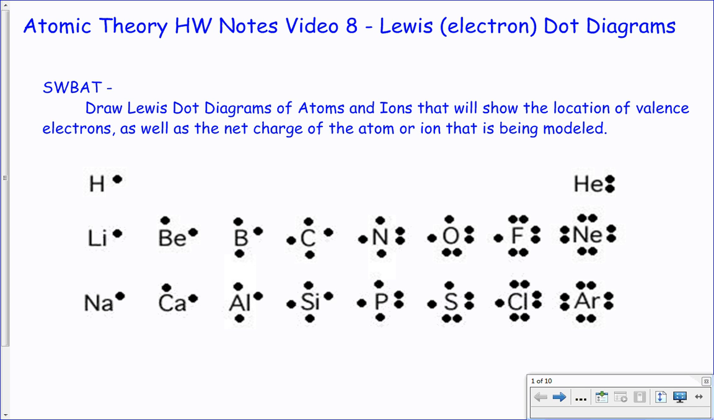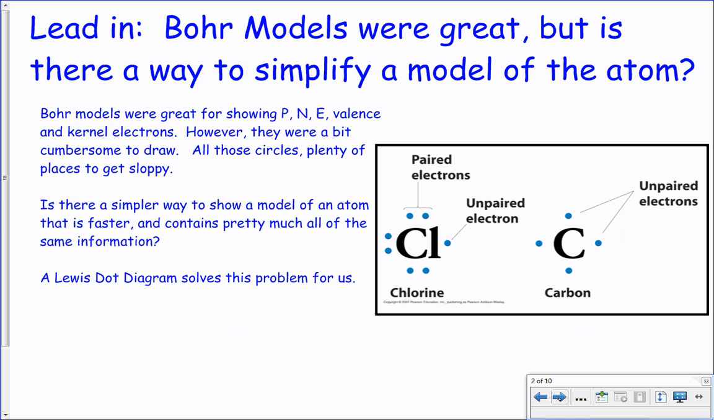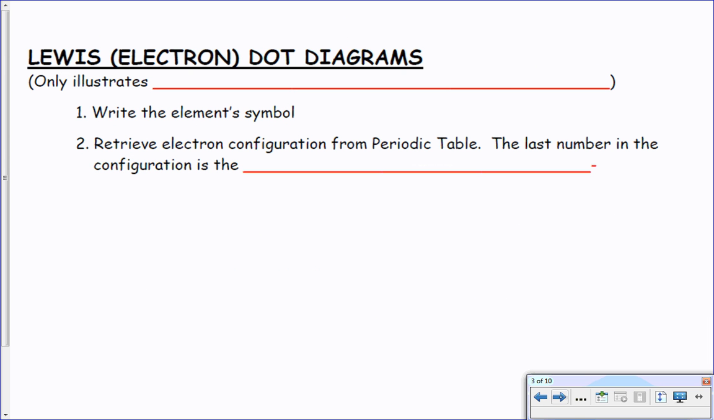There is another model. We will use a model that shows just the valence, or outermost, electrons. This is going to help us because when I deal with atoms, you'll find that most of their properties, reactivity, chemical properties, have to do with how many valence shell electrons we have. So we are going to do just the valence electrons, okay?